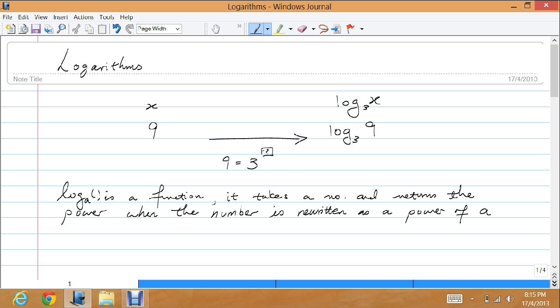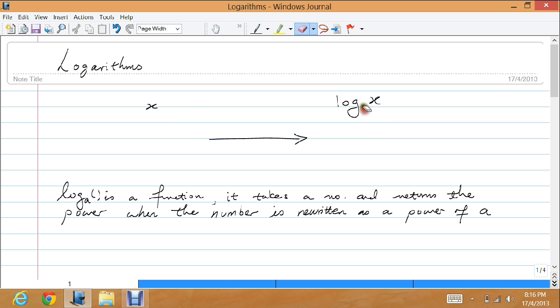So we know that 9 is actually 3 squared. Let me just write 3 squared here. So log base 3 of 3 squared gives you 2, right? Because it returns the power, which is 2. Let's look at some other examples to clarify this.